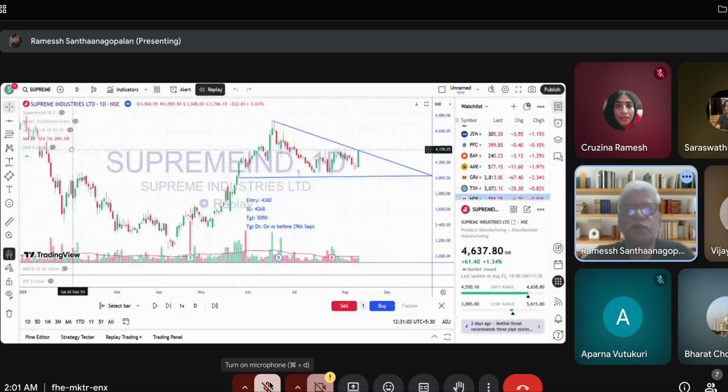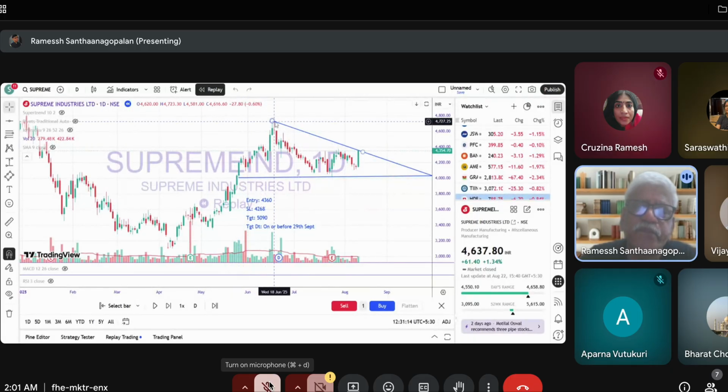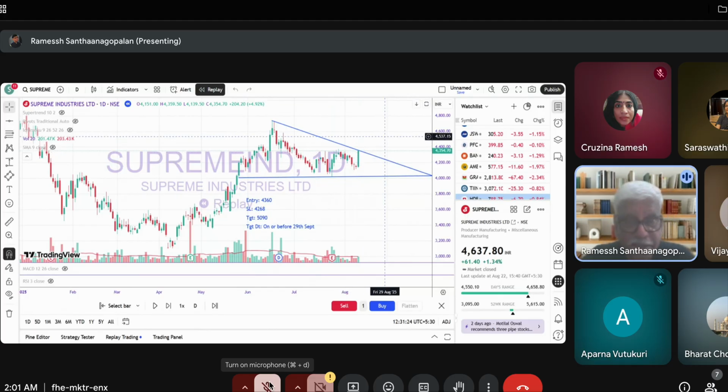I have just noticed there is some formation happening. The stock started from here, moved up, came down, moved up, came down, went up, came down. Now it has started moving up. This is how you can find out whether it is going to be a triangle, a rectangle, a double bottom, a triple bottom, or head and shoulders.